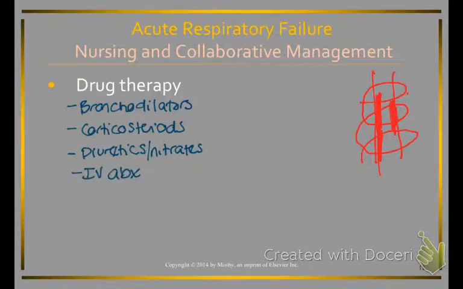IV antibiotics, if we're thinking that this is a pneumonia, some kind of infection. They may need benzos or opiates if they're in any kind of pain, right? Because what happens when we're in pain? We kind of clamp down. So is that going to be a hypoxemic pulmonary issue? Yeah. Benzo, opiates.